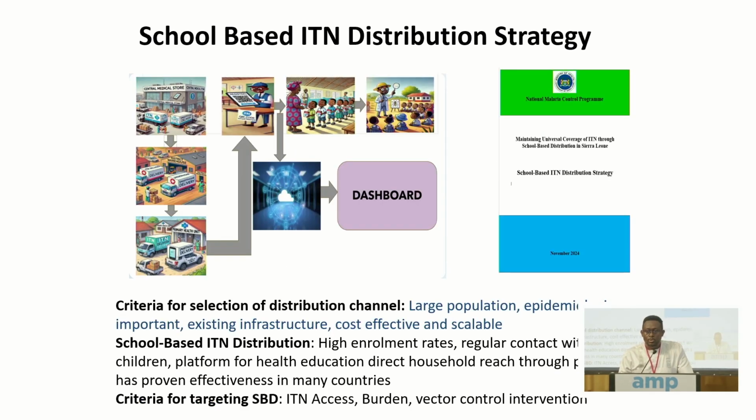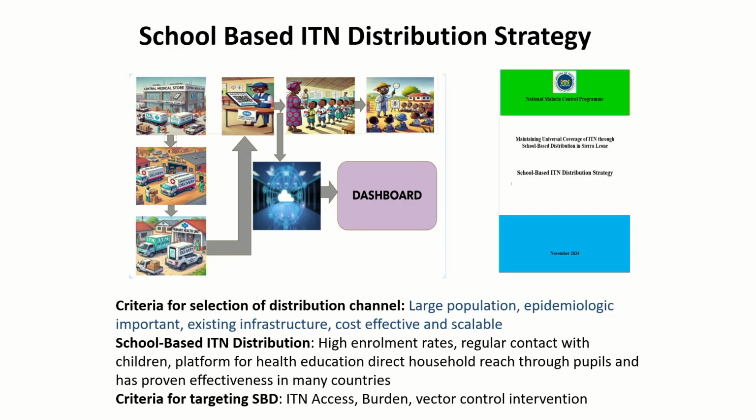So we adopted the school-based distribution based on clear criteria: large target population, epidemiologic importance, existing infrastructure, cost-effectiveness, and scalability. Schools provide high enrollment rates, so we're able to reach a large population, with regular contact with children. It's a platform for distribution of ITNs and also health education. It's a direct point where we reach households through the pupils.